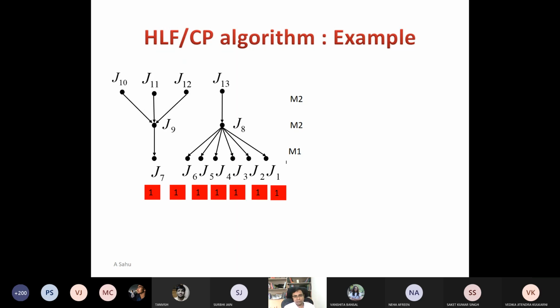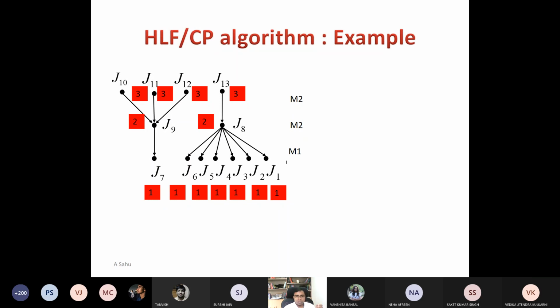So the lowest level, assign job level 1: J1, J2, J3, J4, J5, J6, and J7 are assigned level 1. Then J8 and J9 are assigned level 2, and J10, J11, J12, and J13 are assigned level 3.